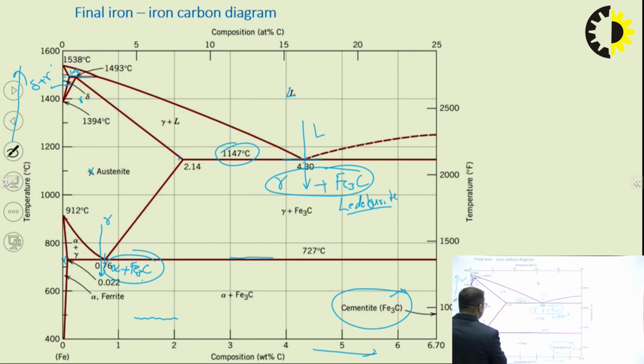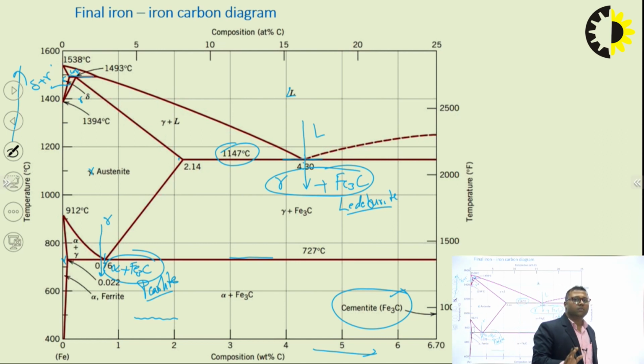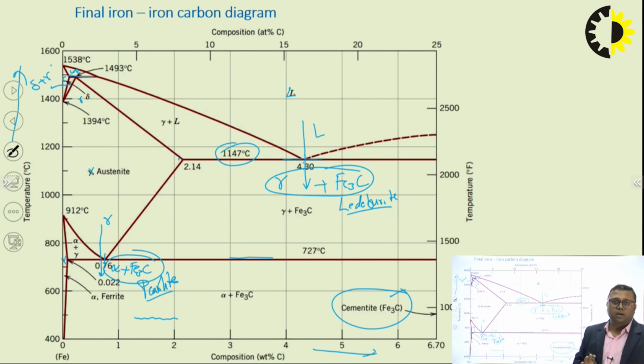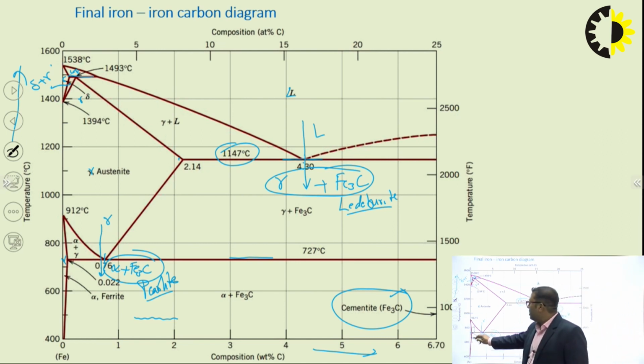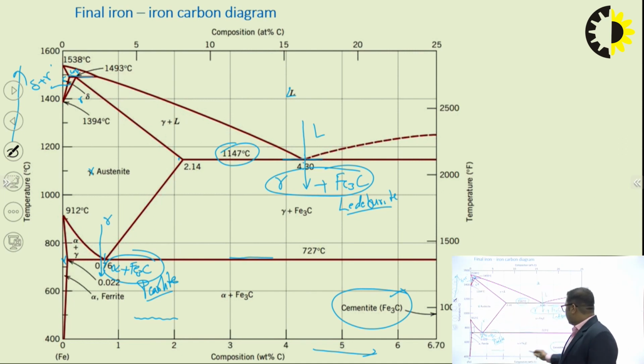These ledeburite and pearlite are actually the phase mixture. These are not the phases. The phases actually are alpha ferrite, gamma austenite, delta ferrite, cementite, and martensite, whereas ledeburite and pearlite are actually the phase mixture which we generally see.